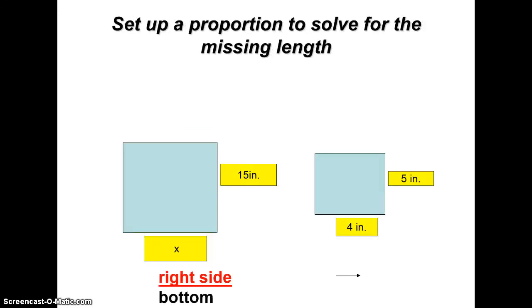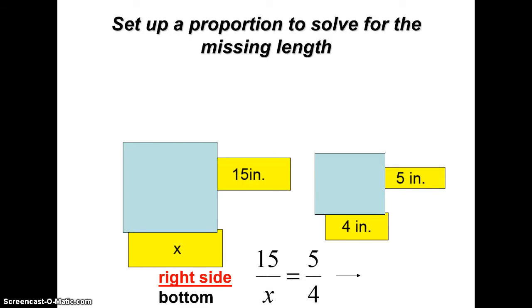Now, let's take that same skill and apply it to these rectangles when we have an unknown side. These are similar figures, so you're given that they do form a proportion, and we're going to use what we know about cross products, what we know about proportions to solve for the missing side length.